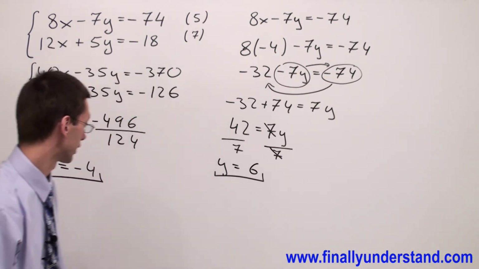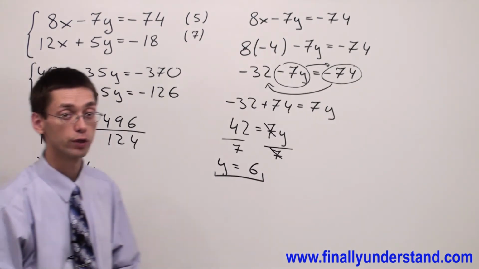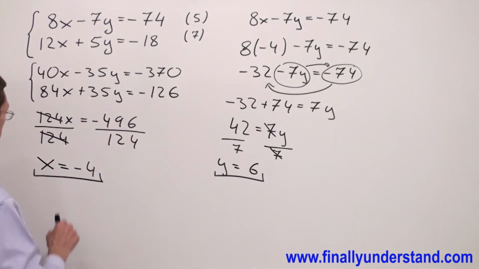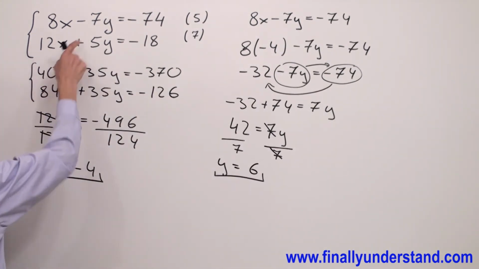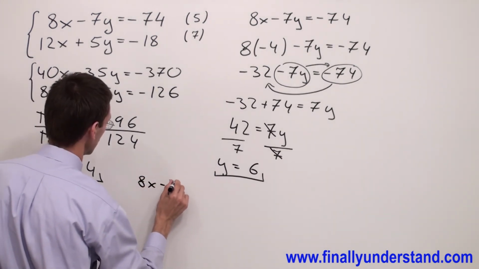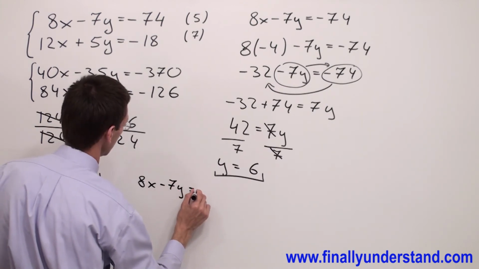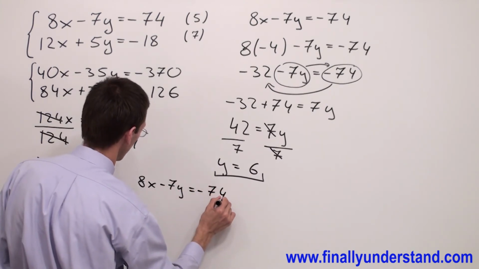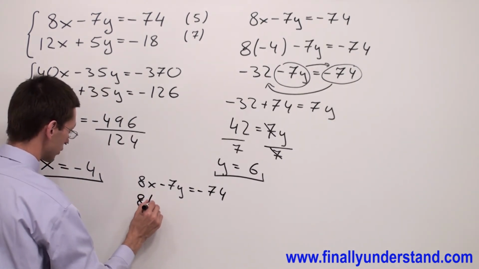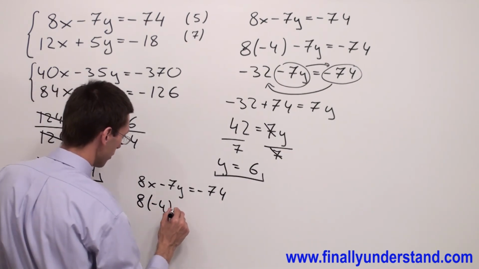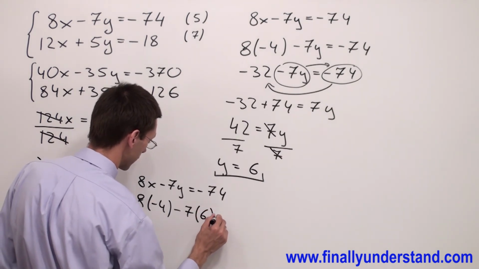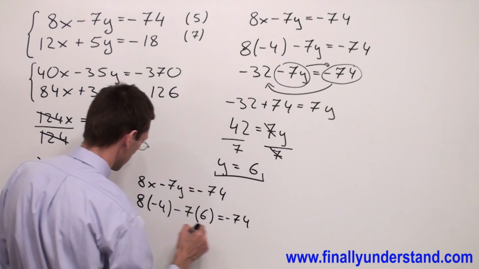Next, we're supposed to check our answers. As I said, it's always good to check these answers with two equations. So I'm going to plug these values into my original equations. I have the first one, 8x minus 7y is equal to negative 74. So what do I have? 8 times negative 4 minus 7 times 6 equals negative 74.